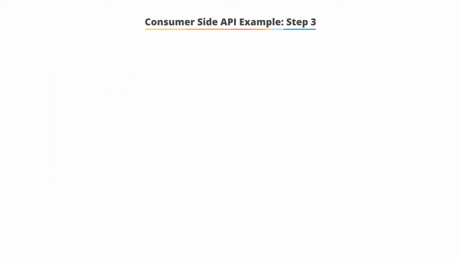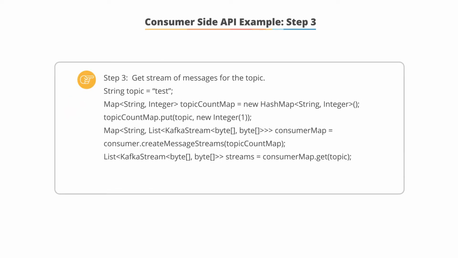Consumer side API example step 3 gets a stream of messages for the topic from the connector we just used. The topic we're interested in is a string called test, and we'll therefore declare topic to be test. We will then get a hash map by mapping topicCountMap to a new instance of HashMap, passing string and integer values. Our new topicCountMap put method is then called, passing the topic and a new instance of Integer, in this case 1, so that we can retrieve the first record.